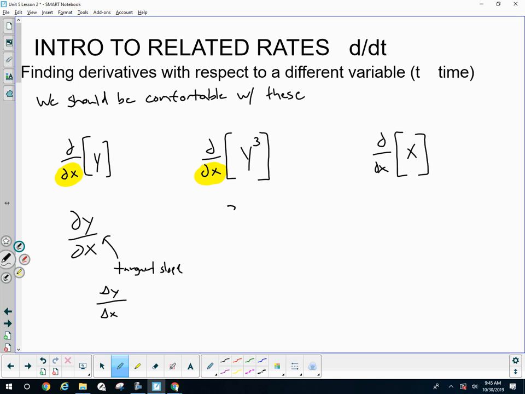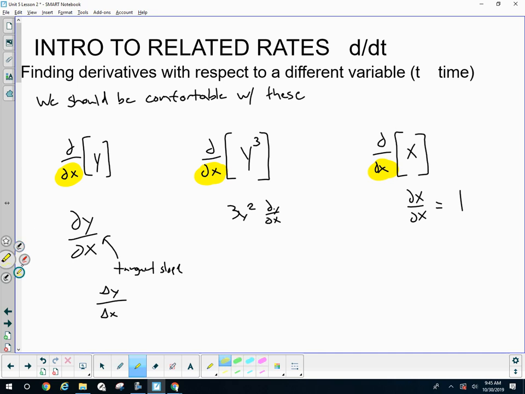where I got 3y squared, but then I need the derivative of y with respect to x after that. And what you would find is actually, the derivative of x is 1, but watch how I could have just done the kind of chain rule idea of things. I get dx over dx, that's 1.